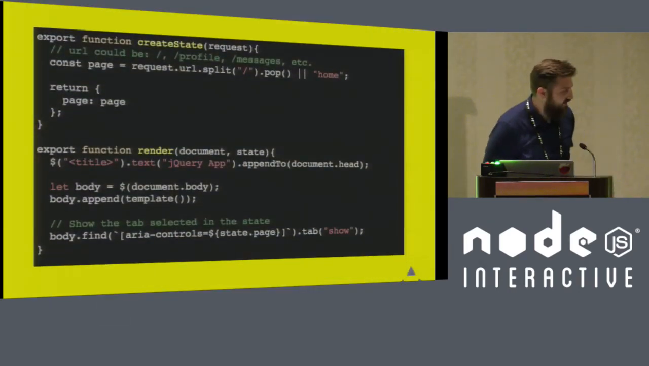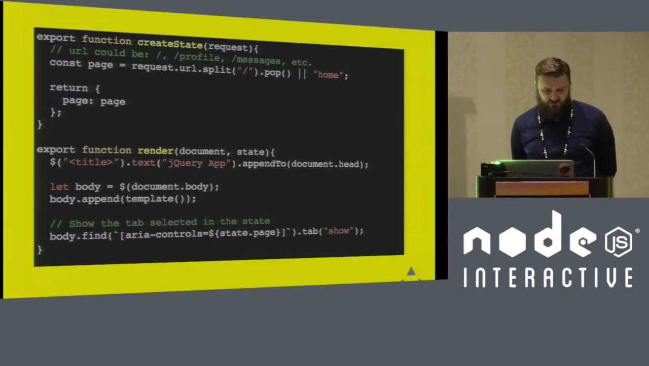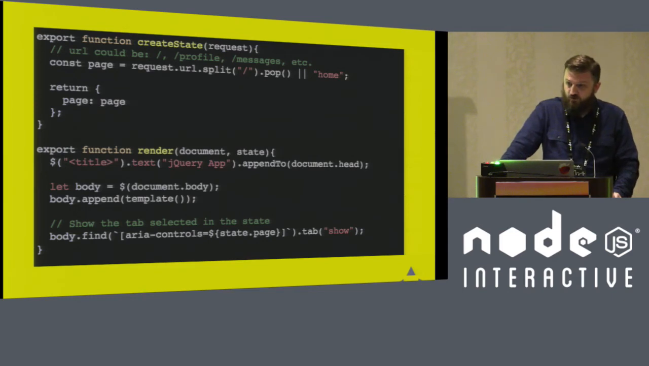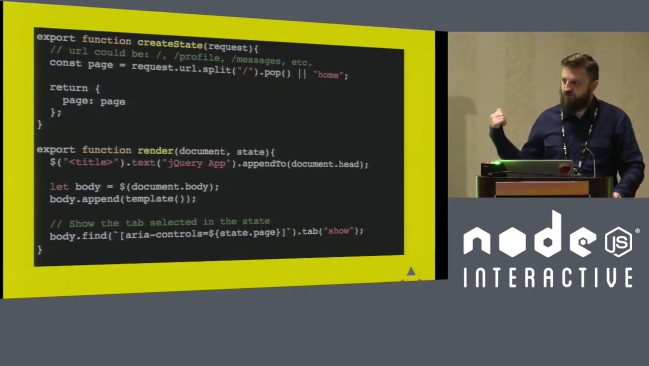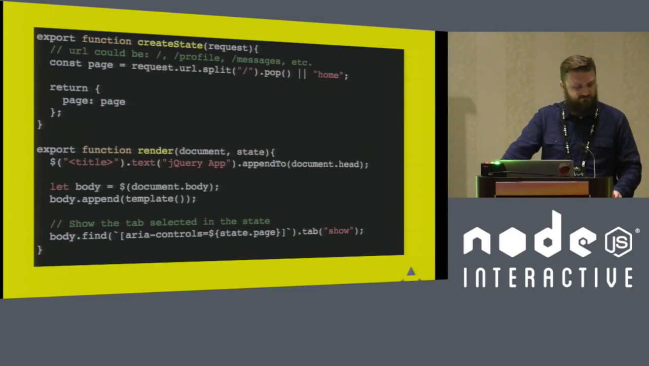CanSSR expects your main to look like this. This is your JavaScript main. It expects two functions. It expects a createState, which takes the Node request and returns an object. This is where you would use your router to take the request URL and create some state off of that.